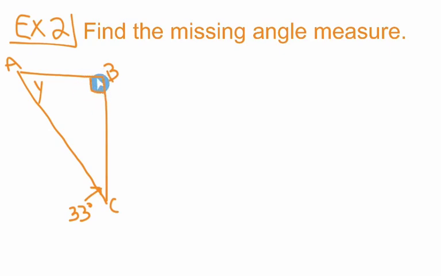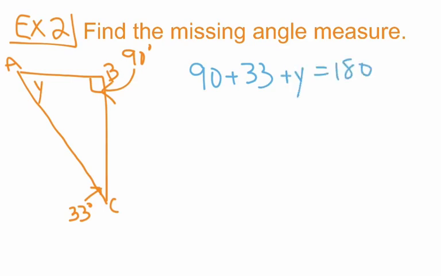Anytime you see this box in the corner of an angle, that will tell us that that is a 90-degree angle. So this angle here is 90 degrees. So again, we have two of the angle measures. We have this one is 90 degrees, angle C is 33, so we can use that information to write our equation. So we have 90 plus 33 plus y is going to give us 180 degrees.